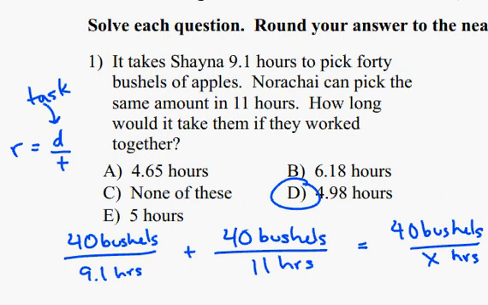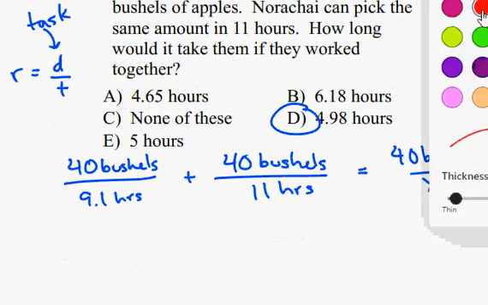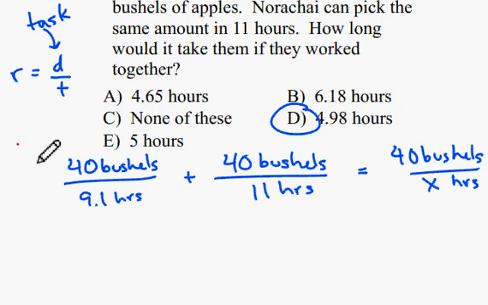I talked about in previous examples how you could do 1 instead of 40 on all of these, because if we divide by 40 on both sides, we would end up with 1 over 9.1 plus 1 over 11. You don't have to do that though, and I'm not going to do that here. I just want you to see that it'll work both ways. But you can think of it as they can complete the one task in 9.1 hours.